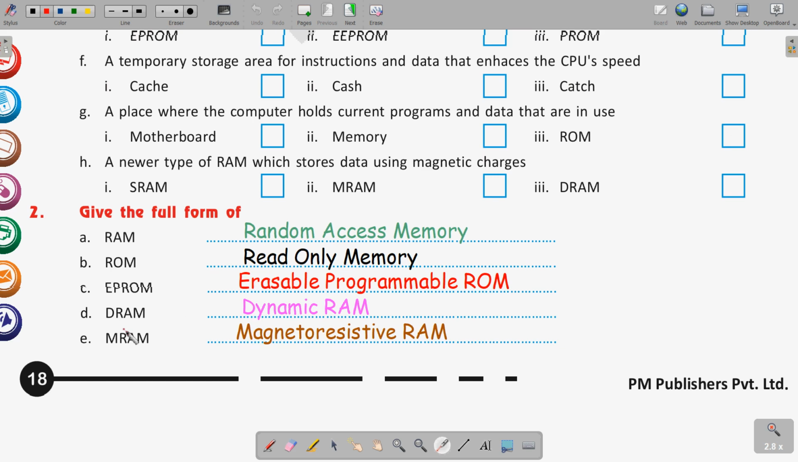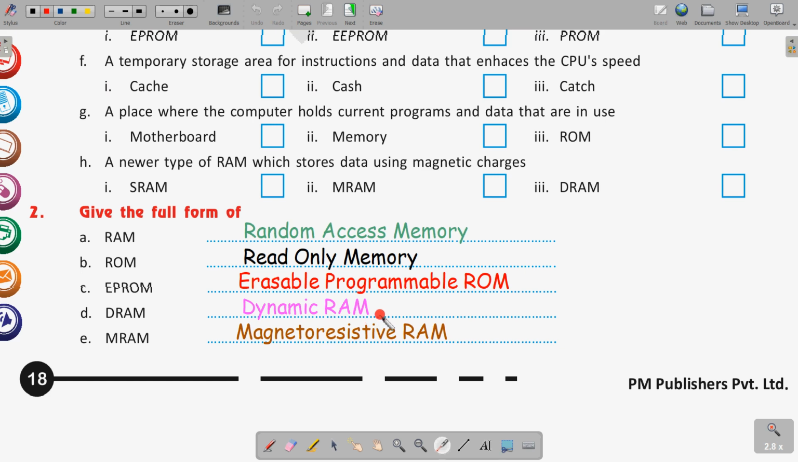Then the D, that is DRAM. What is the full form of DRAM? DRAM full form is dynamic RAM. In the RAM also we have seen we are having the different types of RAM. So one of these is DRAM. Full form of DRAM is dynamic RAM.